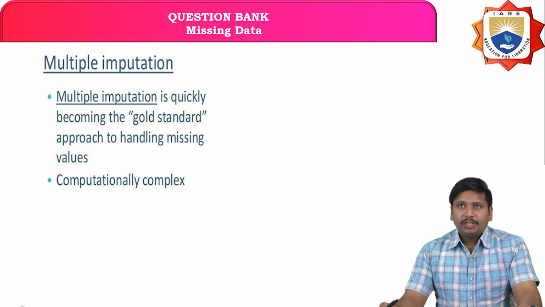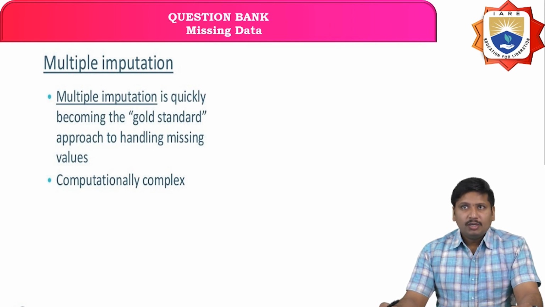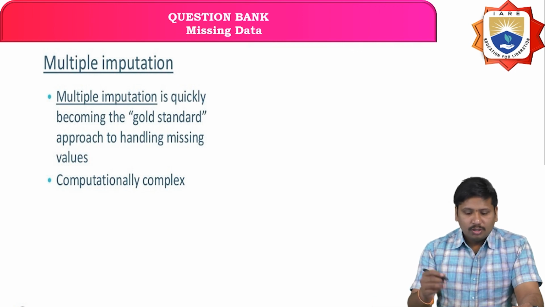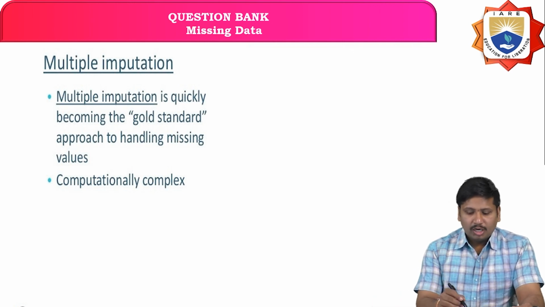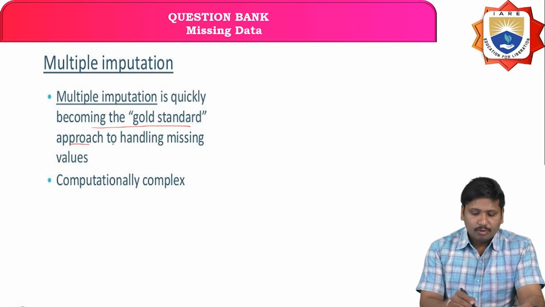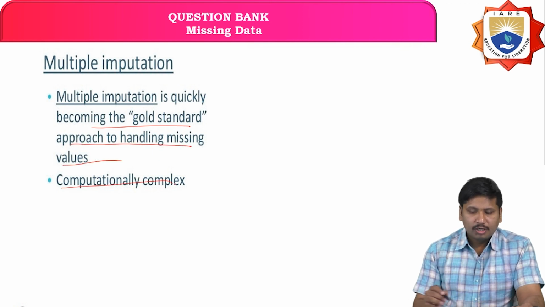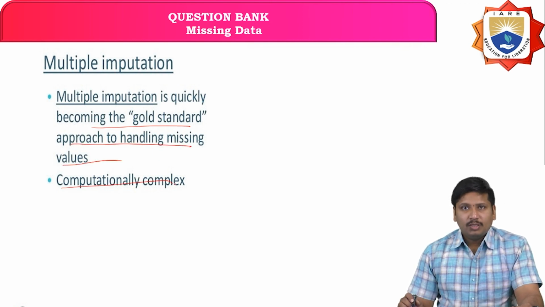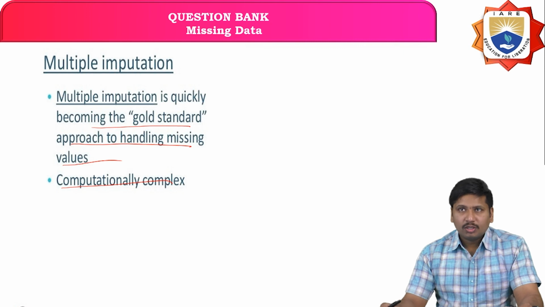And multiple imputation is another kind of method. Multiple imputation has quickly become the gold standard approach to handle missing data, though computationally it is a complex one.